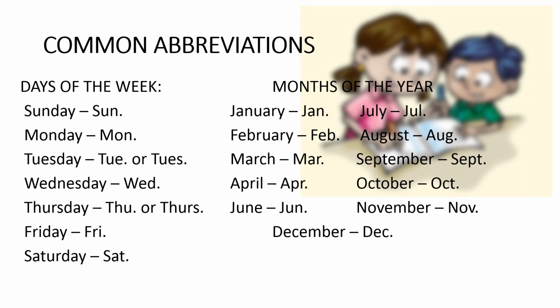Here are some common abbreviations that we use for the days of the week and the months of the year. The dot or the period after the abbreviated word is necessary if you're following the American format. If you're using the British format, then the period is not needed.